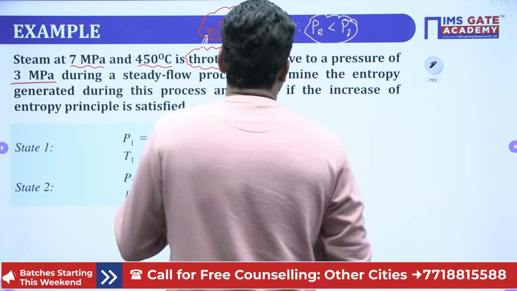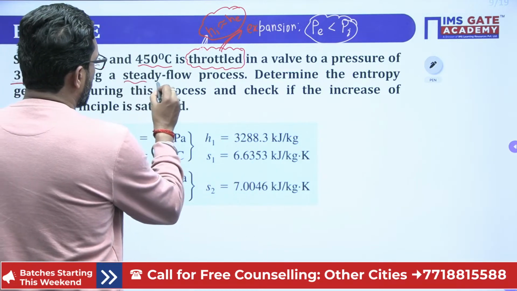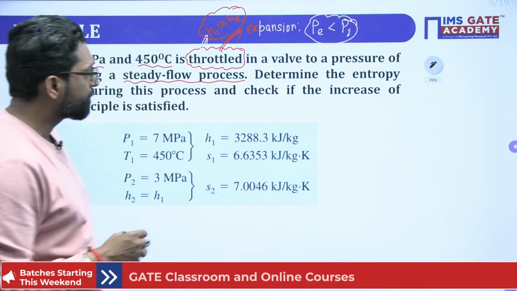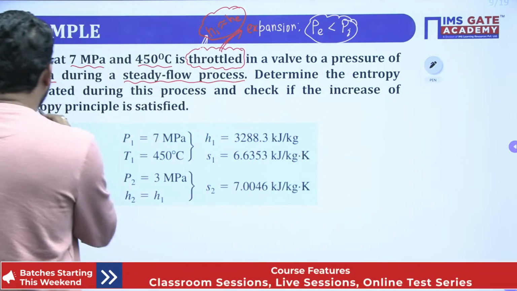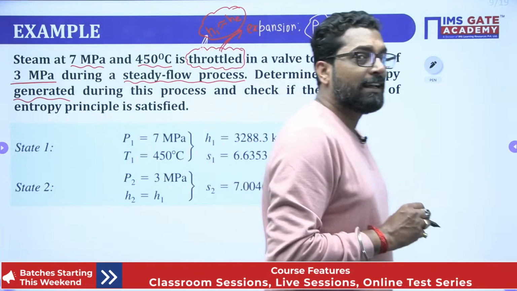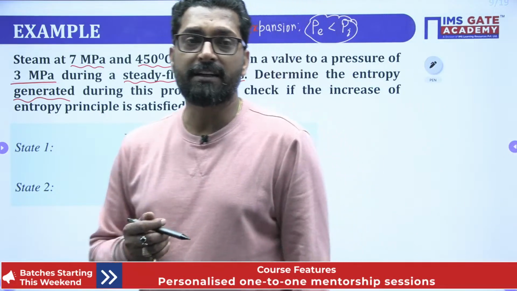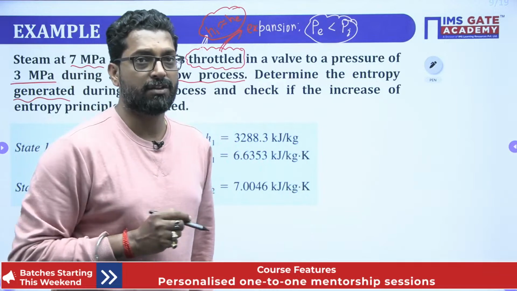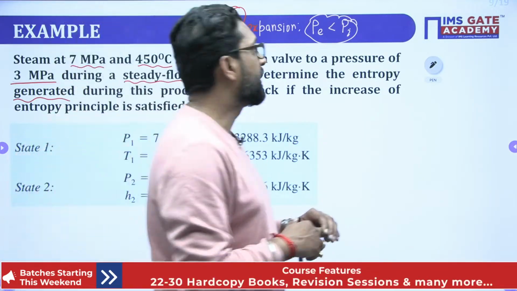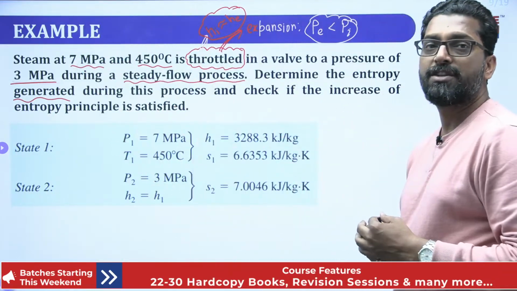Now, in the valve the pressure drops during the steady flow process, that means there is no property change within the system with respect to time. Determine the entropy generated during this process. Now, my dear, why will entropy be generated during this process? The entropy generation is due to unrestrained expansion, which is an irreversible process. Due to the irreversibility, the entropy must be generated.